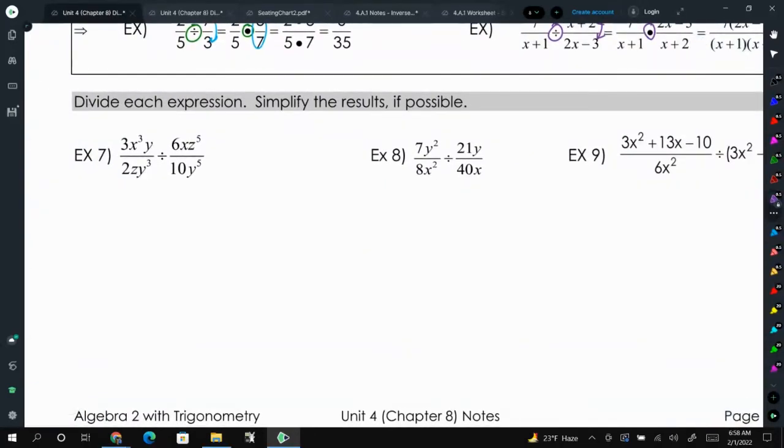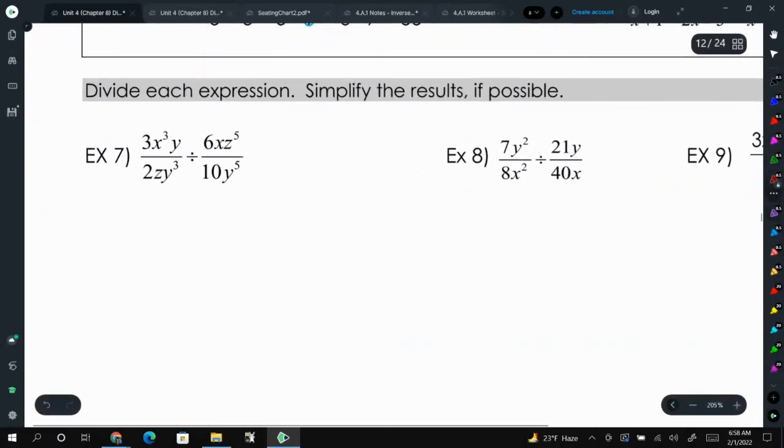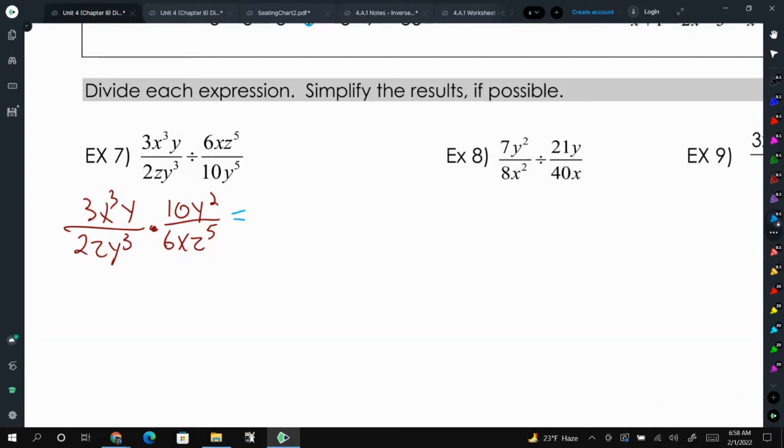So down here, first thing we'll do is recopy this down, but change the second fraction to its reciprocal. And then we can multiply across the top and bottom. So we get 30x to the third. Whoops, this should have been y to the fifth, not squared, sorry.